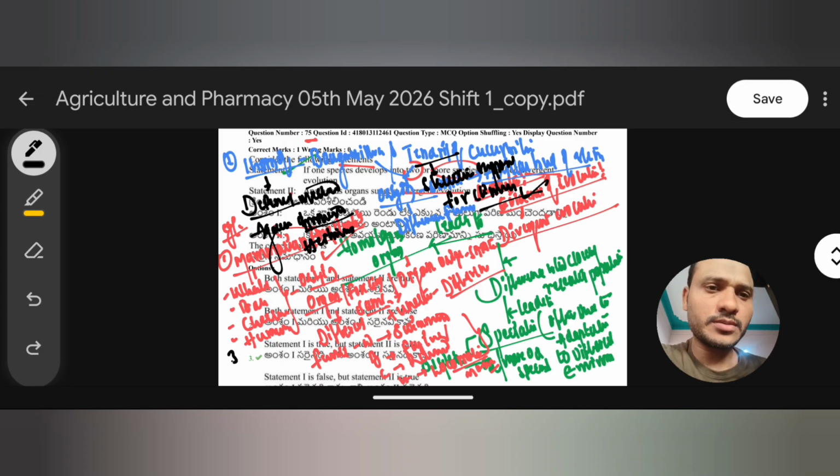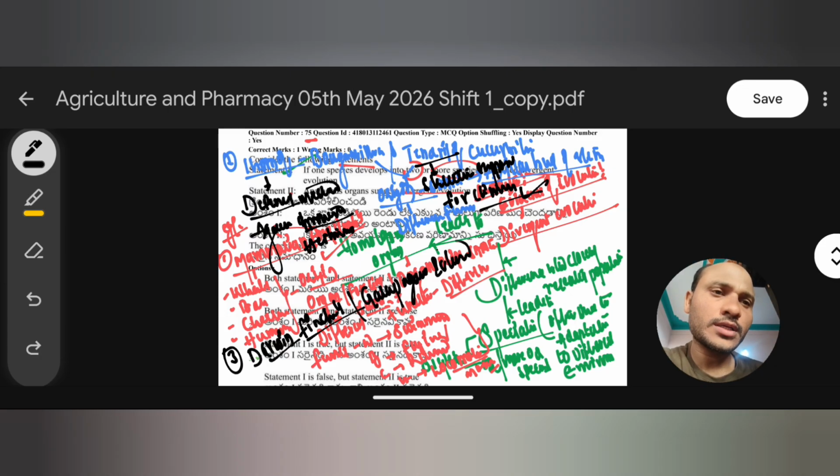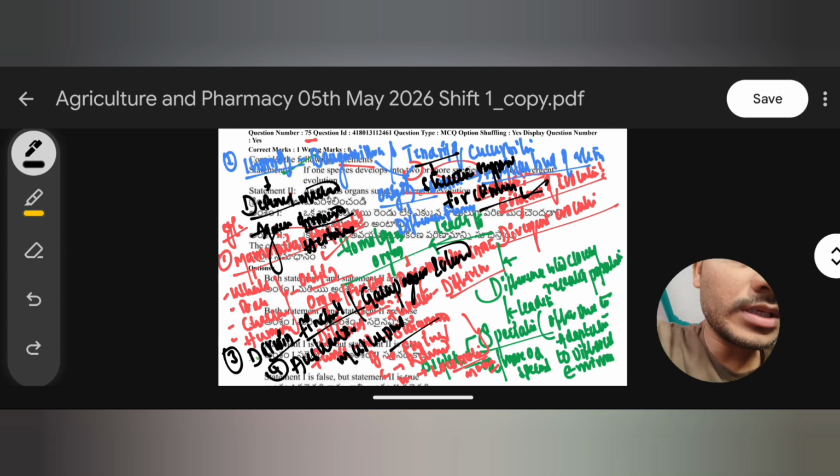Now coming to the third and most important example for divergent evolution, that is Darwin's finches, which were observed in the Galapagos Islands. And one more example for divergent evolution is Australian marsupials. So these are the various examples for divergent evolution.